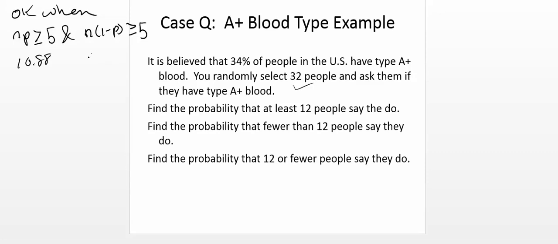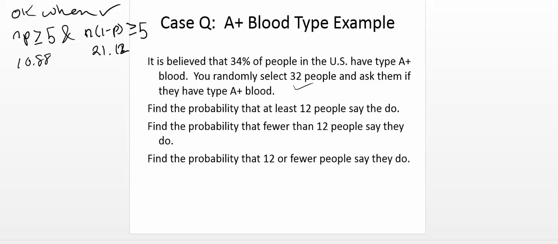And n times 1 minus p is 32 times 1 minus 0.34, or 32 times 0.66, and I got an answer of 21.12. So it is okay, we've checked, and this is a reasonable approximation.